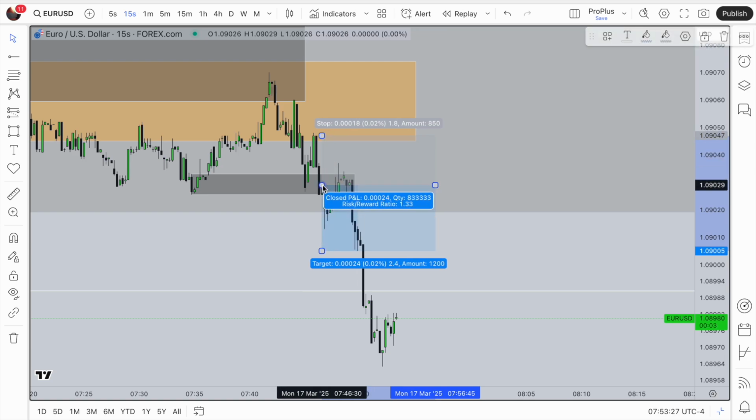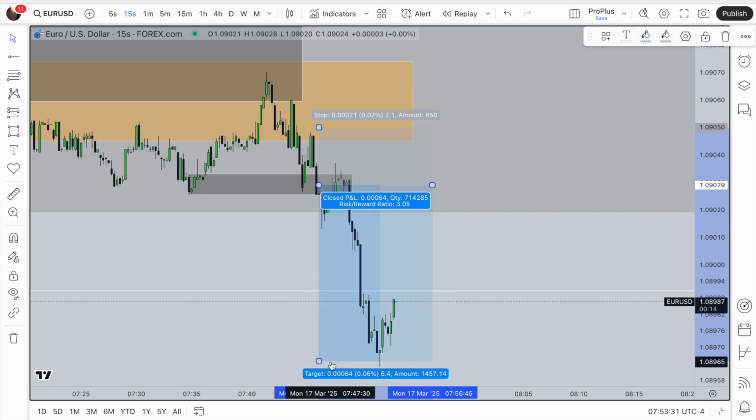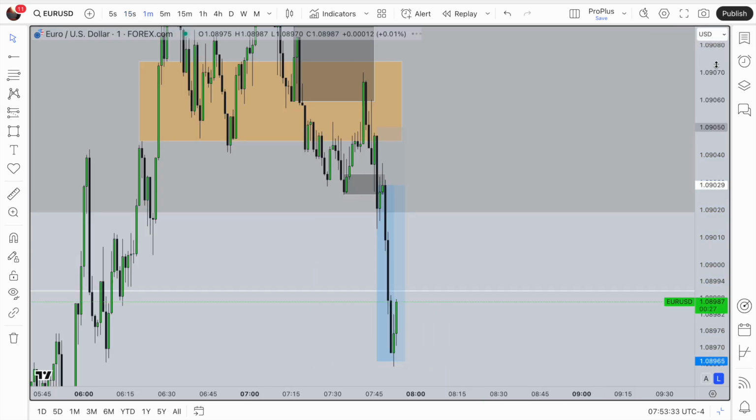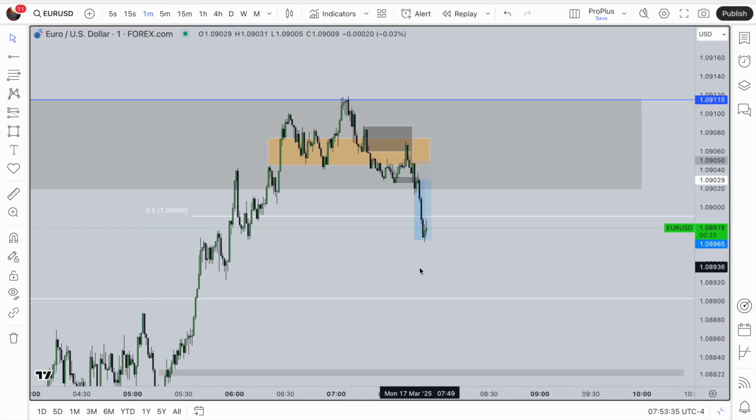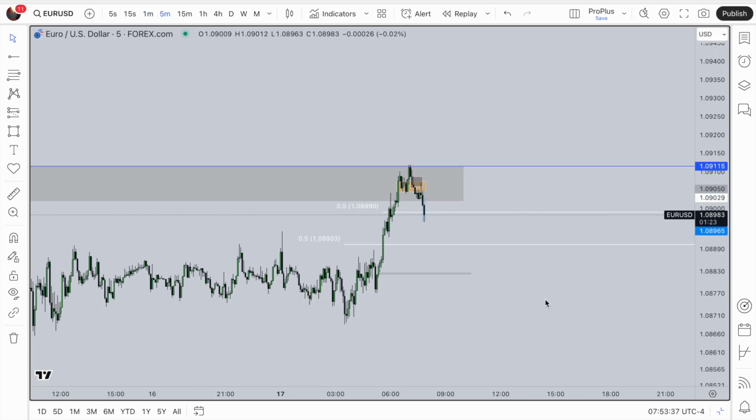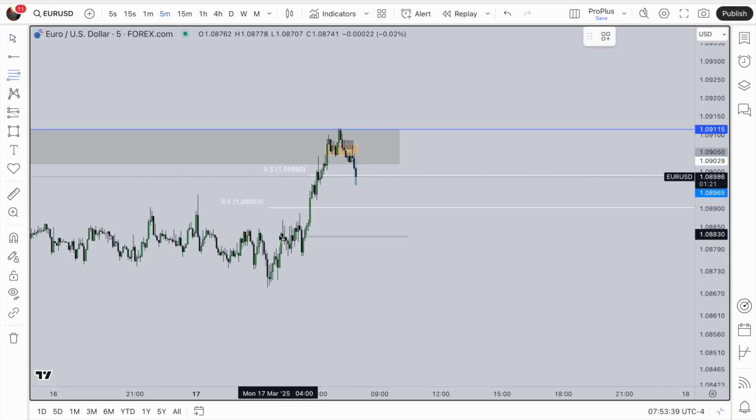So entry just there. Stop's just above. So it's already a 3-to-1. Sorry, because I keep sneezing, sounds like I've got a blocked nose. But here, look at the 1.